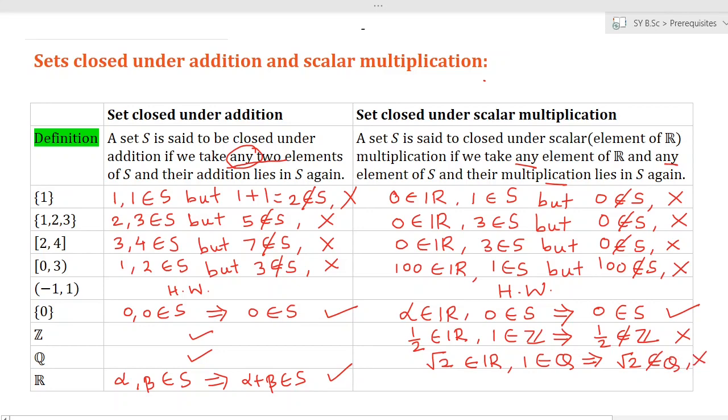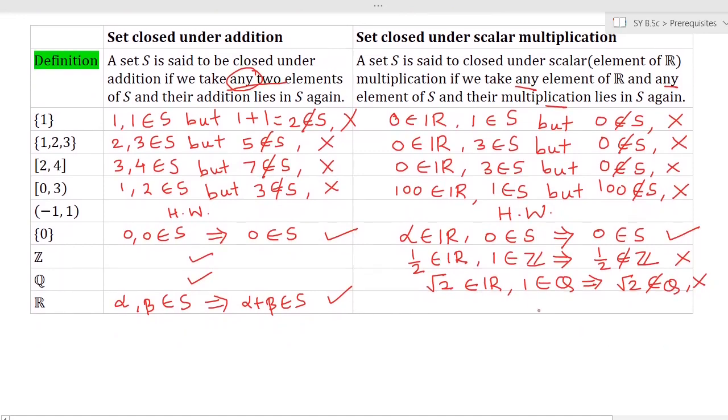Now for the last example, that is the set of real numbers, that is very clear now. So if you take any element of R and any element of S, now our S is also R, note this, and this is going to imply that this multiplication belongs to R only, because we know the product of any two real numbers is again a real number. So therefore this set is closed under scalar multiplication.